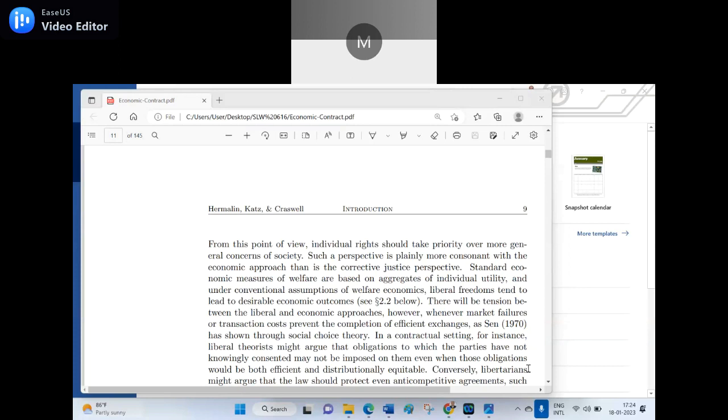There will be a tension between the liberal and economic approaches, however, whenever market failure or transaction costs prevent the completion of efficient exchanges. See, when you say liberal approach and economic approach, the economic means a stringent approach. Liberal approach means a free and frank approach. So, depending upon the situation, liberty would be given to a judge to decide the case and give the compensation. And the client also should think in that way.